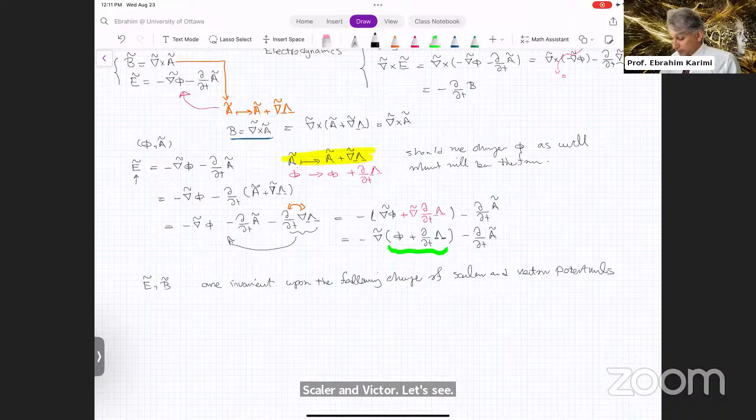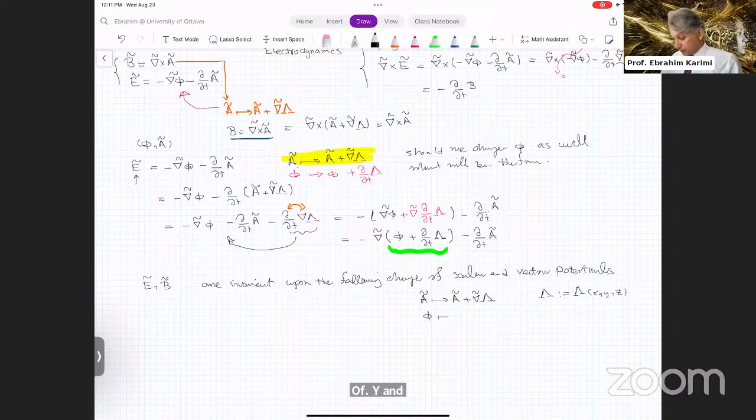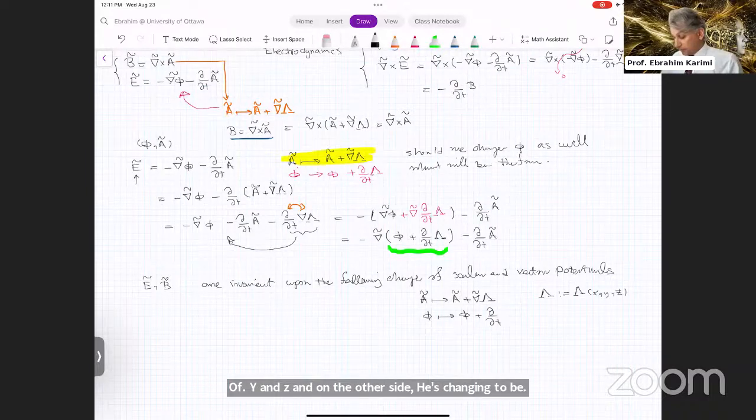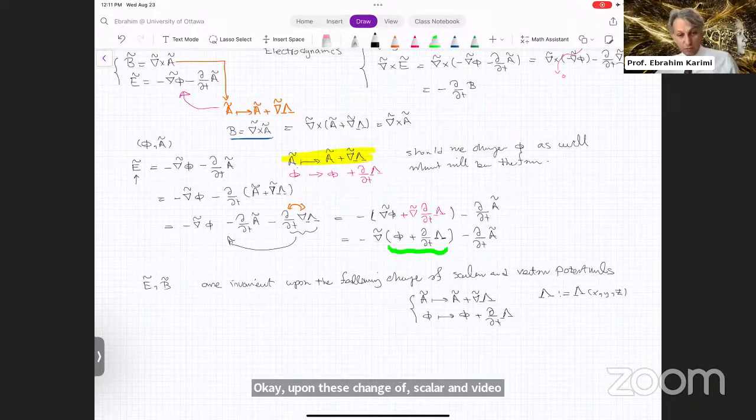So what are those changes? When you change A to be A plus gradient of lambda, where lambda is a function of x, y, and z, and on the other side, phi also changes by the time derivative of lambda. Upon this change of scalar and vector potential, electric field and magnetic field will not change.